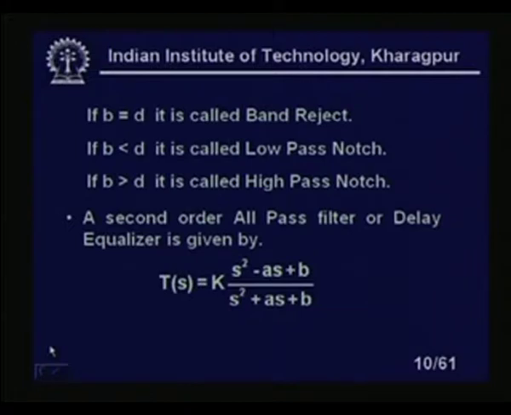a second order all pass filter or delay equalizer, given by T(s) equal to k times s square minus a s plus b upon s square plus a s plus b. In this case, these poles and zeros are the mirror image of each other. You see, this will be k times s square minus a s plus b upon s square plus a s plus b, right. It is a mirror image of each other.